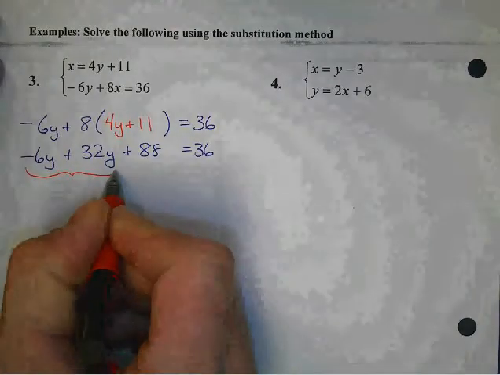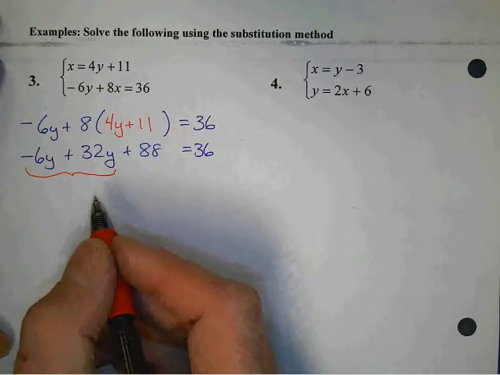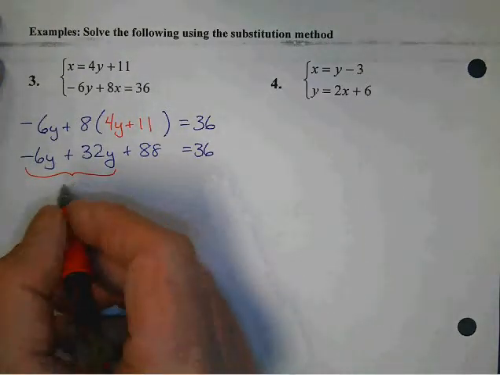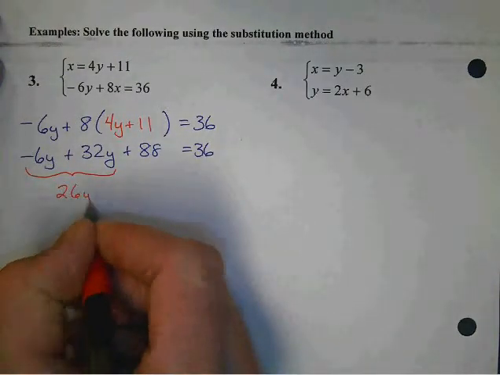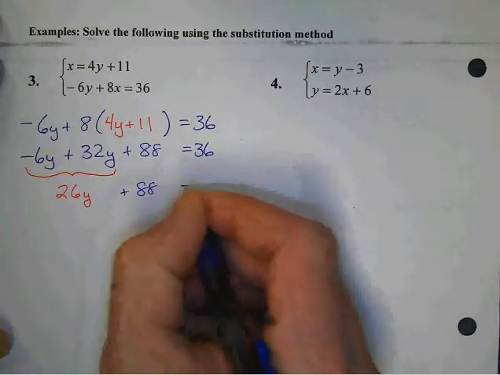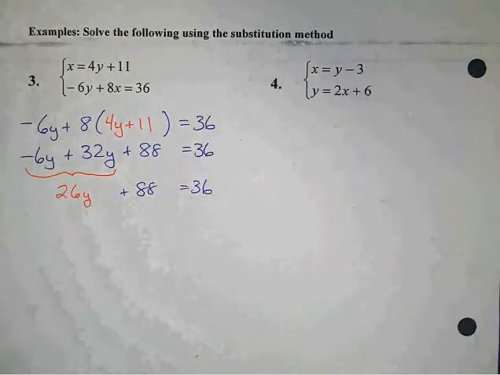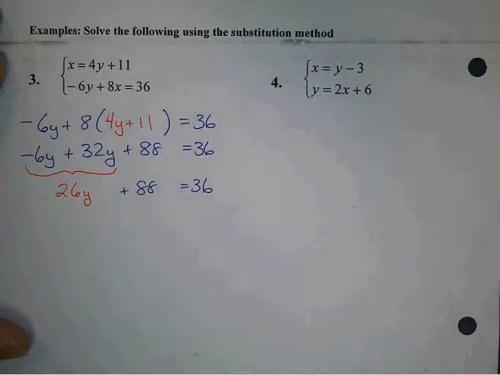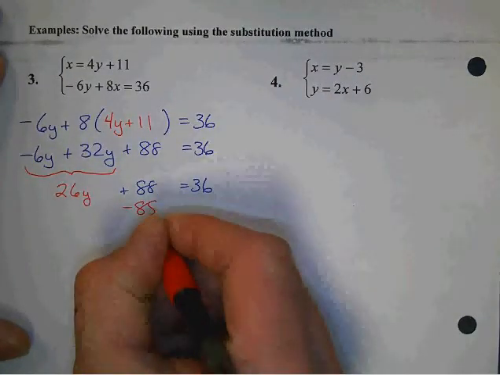All right. And what would you get there? Negative 6 and 32 makes 26. Okay. All right, plus 88 equals 36. Help me out. What's my next idea? Kyle? Minus 88. That's good. Minus 88.